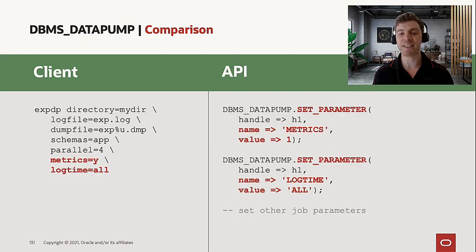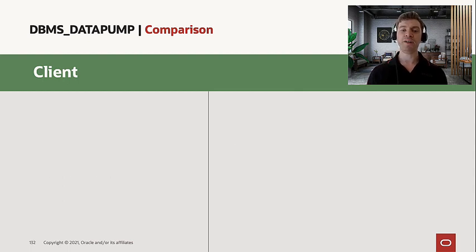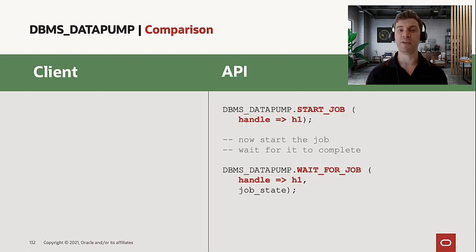We can use SET_PARAMETER to define those variables as well. And finally, we start the job. So with START_JOB, I'm passing the handle, and then this will put the job in the background. I can optionally call WAIT_FOR_JOB, which is going to wait for this job until it finishes and store in this job state variable if it was successful or if it failed. So now I can see what the status of my job is.